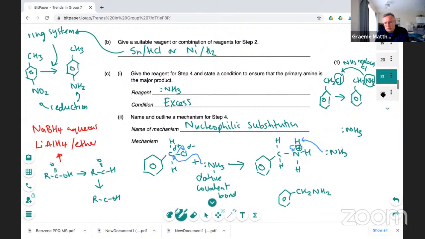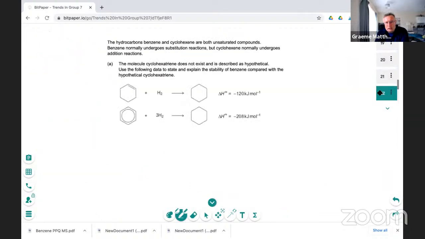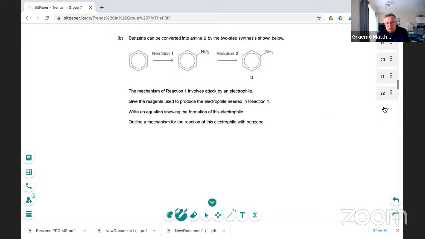Let's come down to this one. Chemists, look at the clock. We did this one last time, so I'm just going to skip this one for right now, because I wanted to focus on synthesis questions today. So it says benzene can be converted to amine U with a two-step synthesis shown below.